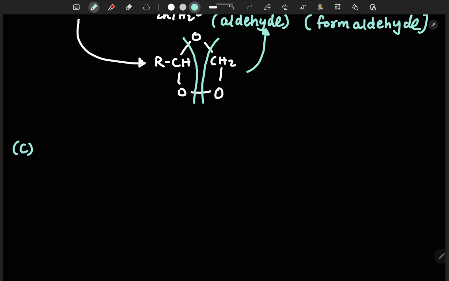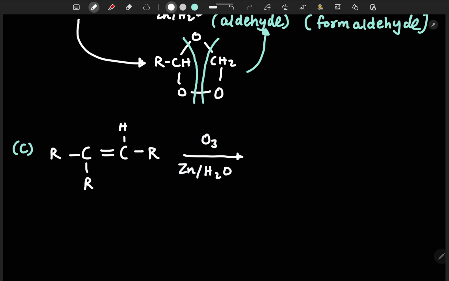Let's take another example. In this case, we'll take a carbon double bonded to another carbon. One carbon will be attached to one hydrogen and one alkyl group. Similarly, the other will be attached to two alkyl groups. Again, the same reagents: ozone, zinc and H2O.